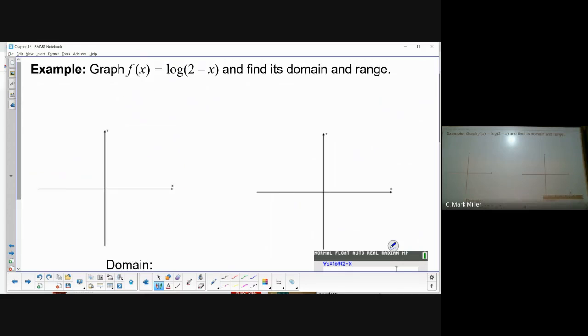Now, log 2 minus x. I'm going to warn you, this one has a little twist to it. It's a twist we've seen before, though. Ready? How do you start all these? With a plan.